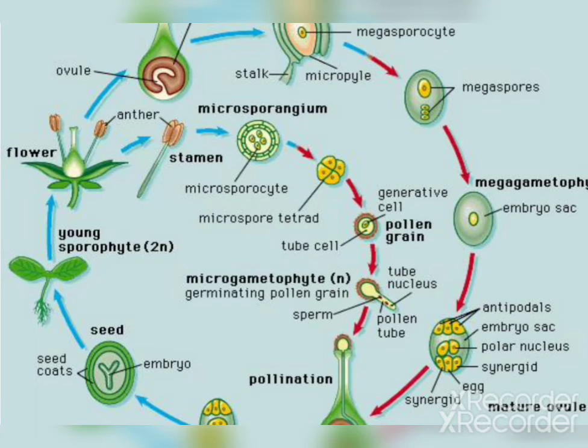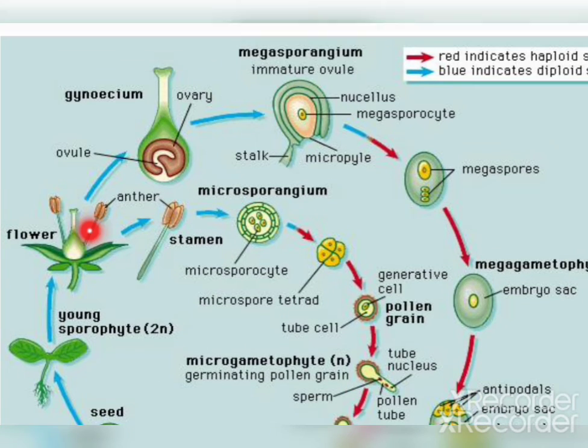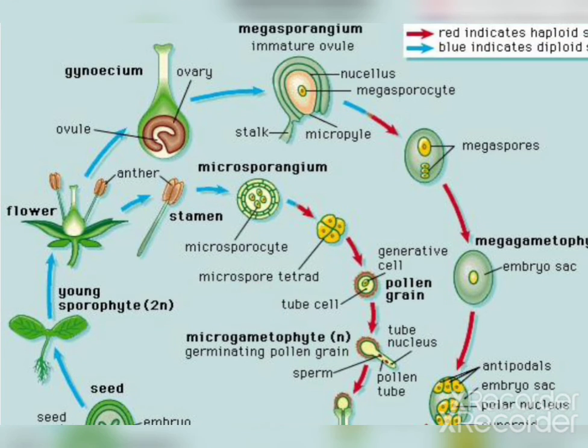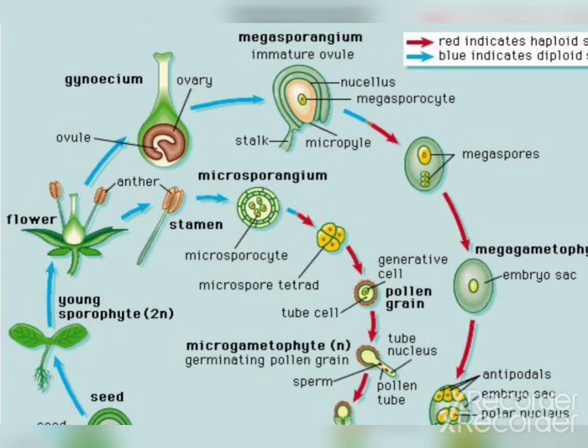Now let us study the life cycle pattern in angiosperms. This is the female reproductive structure and this is the male reproductive structure. You can see the filament and anther, together you call a stamen, and here it forms pollen grains. The pollen grains are formed in the microsporangium by means of meiosis. This is the developed pollen grain. Later when it reaches the stigma, it forms a pollen tube and reaches the embryo sac.